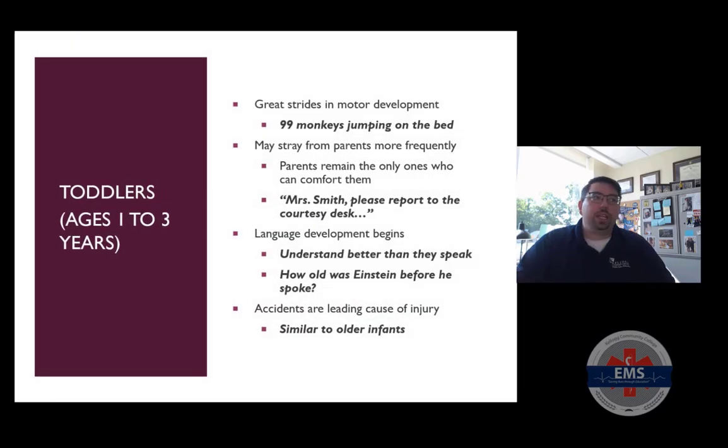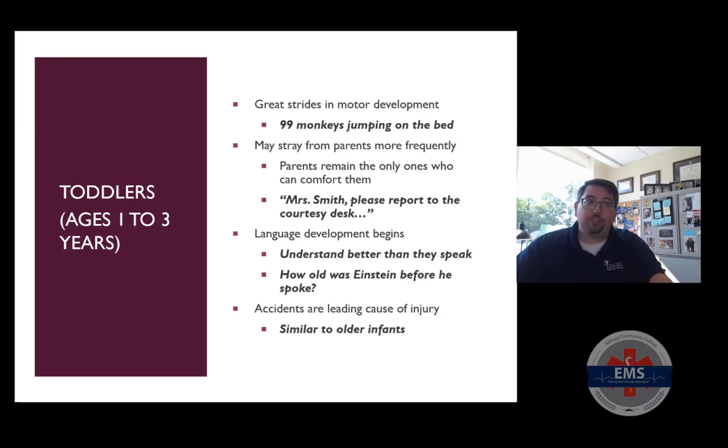Now, by age 1 to 3, these guys are becoming toddlers. They've got great strides in motor development, right? We all know the saying of the terrible twos. The old 99 monkeys jumping on the bed. One falls off, breaks their head, and they have to call an ambulance, right? Because they've got all this energy and they're exploring their bodies, all those components. So things to keep in mind there.